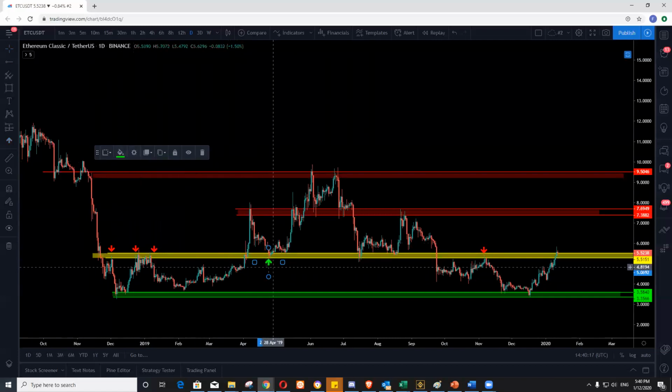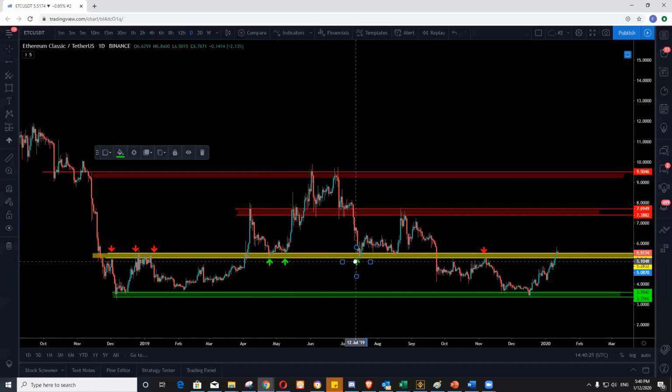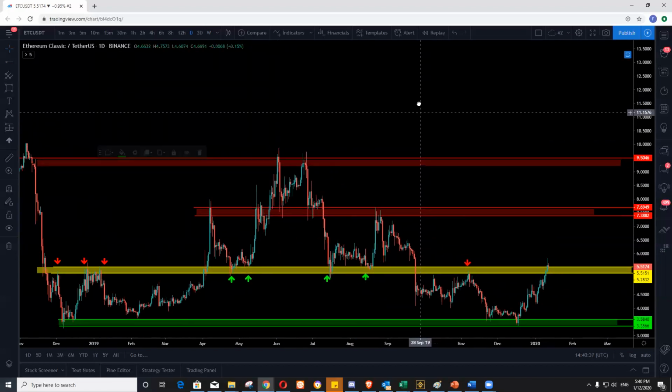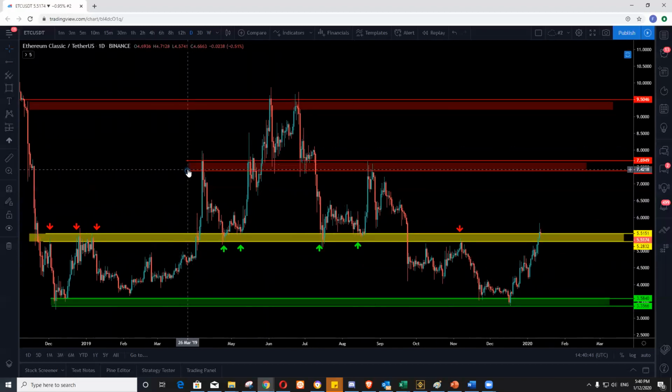The first test usually is the best test. The second test is okay also. So we can see this zone is acting as a support, support, support. So we can see this level between 5.3 till 5.5 is a validated level. Sorry. So this is a validated level. There is much testing for this level.